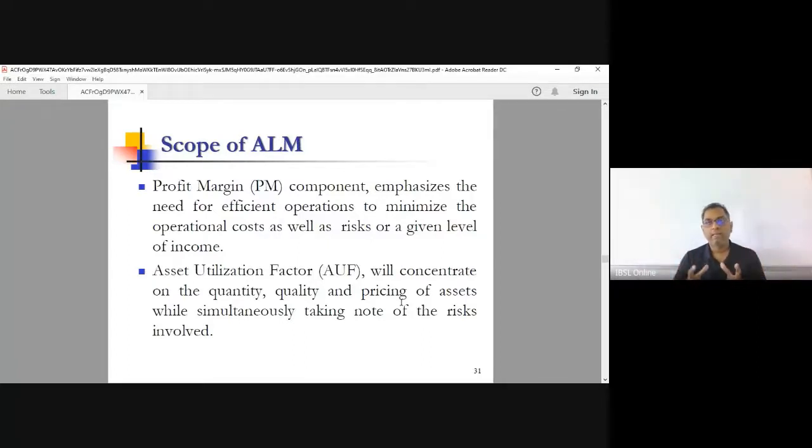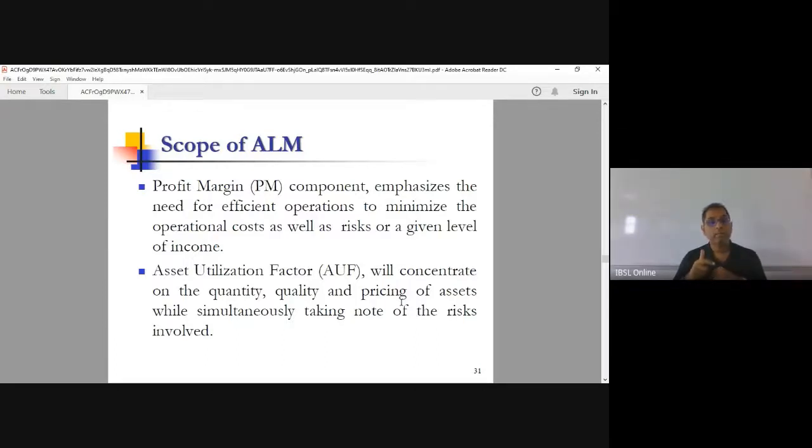Then again, how you allocate your assets in an efficient way also comes into the profit margin equation. Efficient asset allocation is one of the key components for that, as well as generating your liabilities at the healthiest rates.